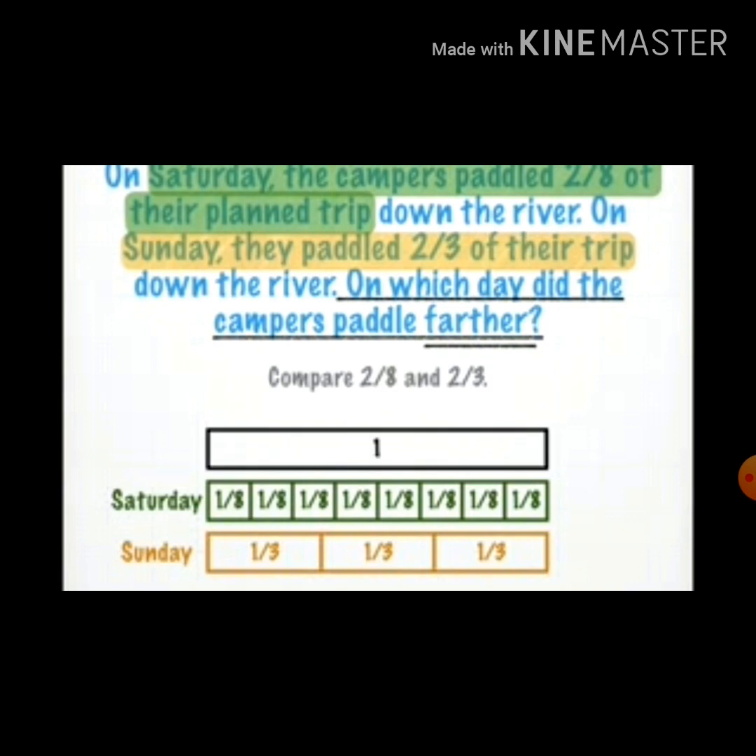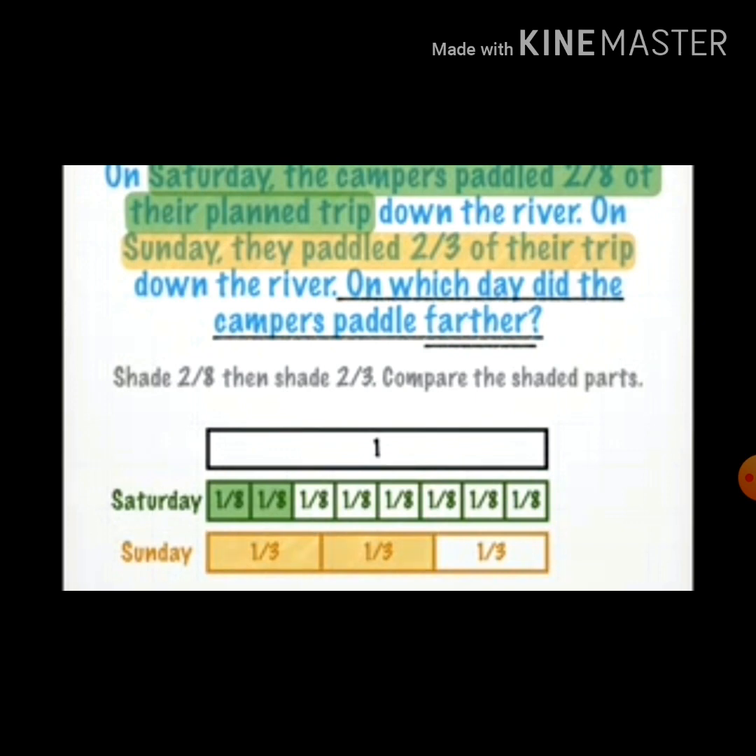So we have to compare the two fractions. Let's say this is one whole. On Saturday, we cut this day into 8 parts. And Sunday we cut it into 3 parts. So we're going to shade 2/8, then we're going to shade 2/3. 2/8, this means we're going to shade 2 parts of the 8. So I shaded 2 parts of the 8.